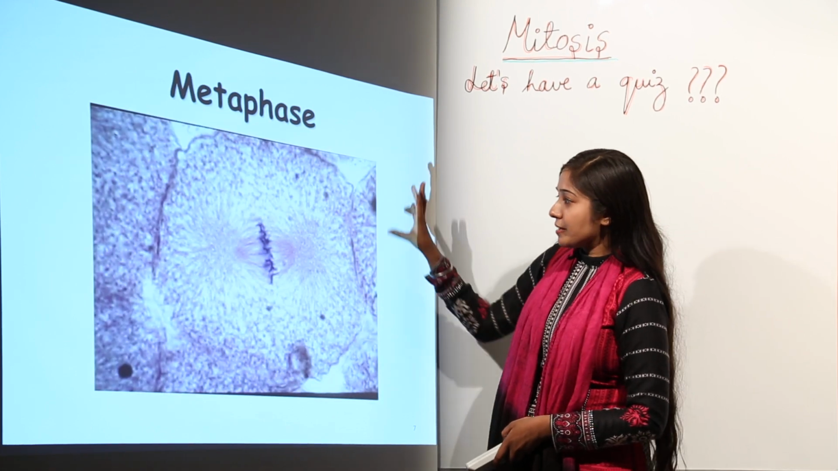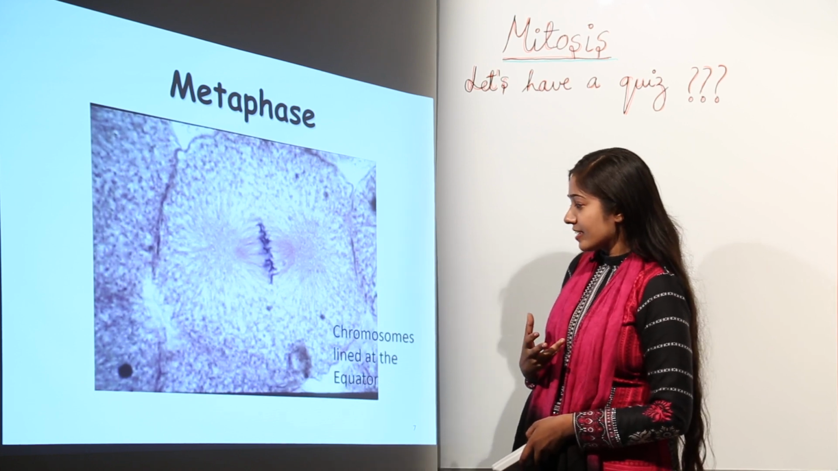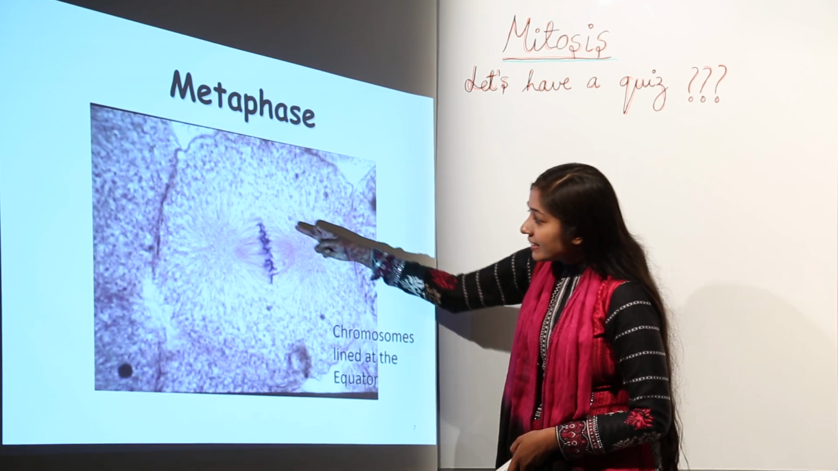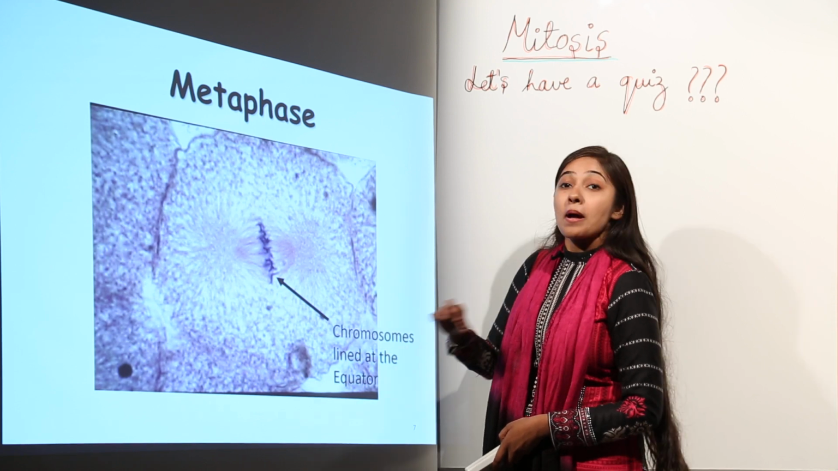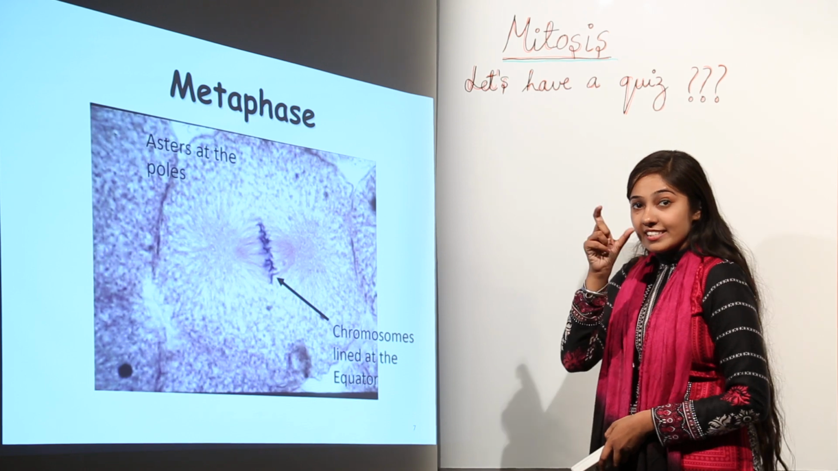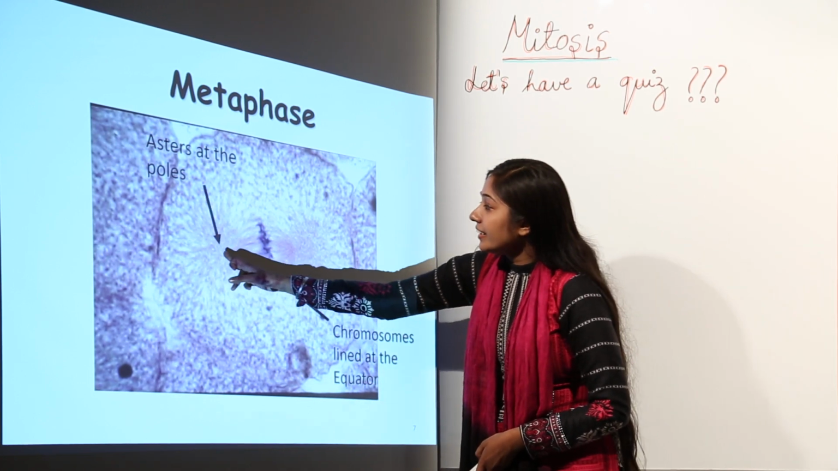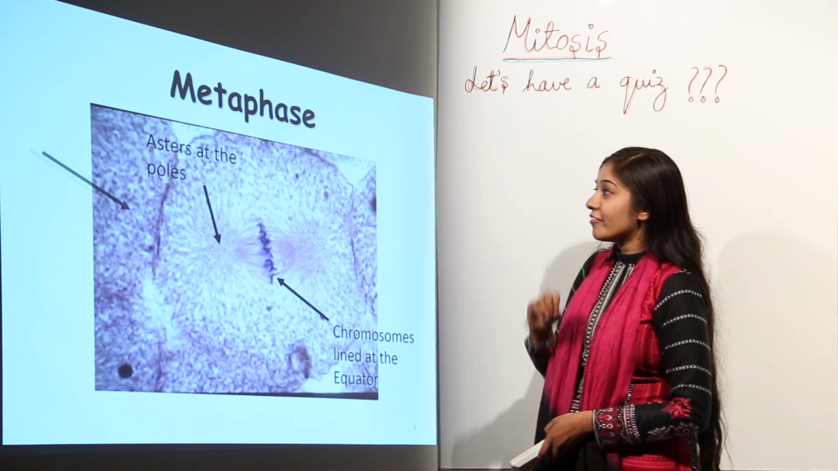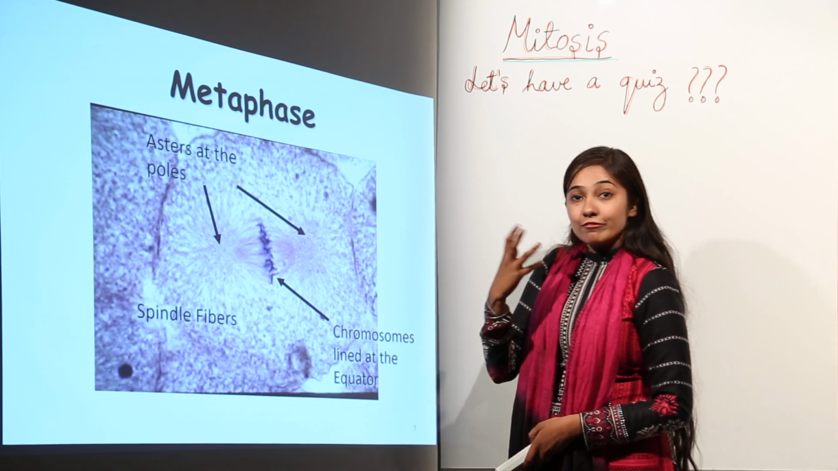We have this image, which is a microscopic image of the metaphase stage of mitosis. So chromosomes are lined at the equator. Where can you see those chromosomes? These are the chromosomes, right? They are aligned at the equator in case of metaphase stage. And where are the asters? The asters will be at the poles. Can you make out the asters? These are the asters which are at the poles of the cells. Very, very correct. Then where are those spindle fibers?